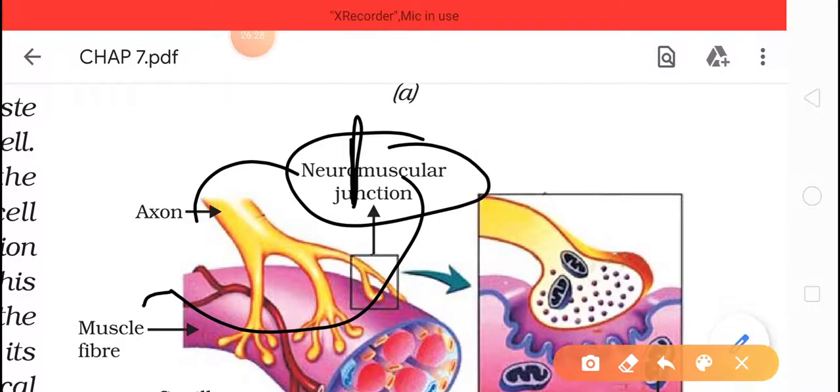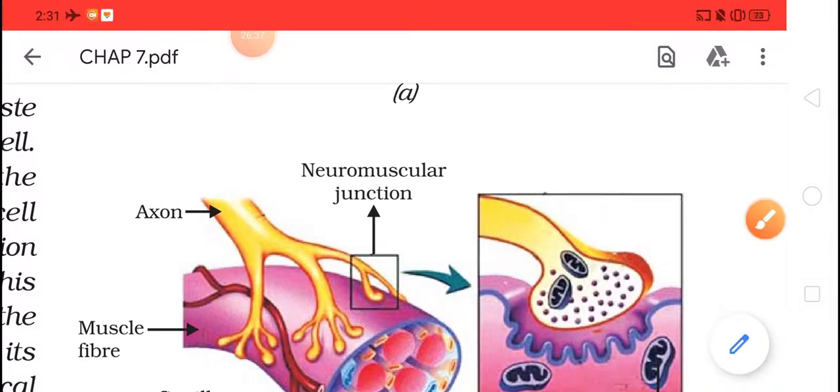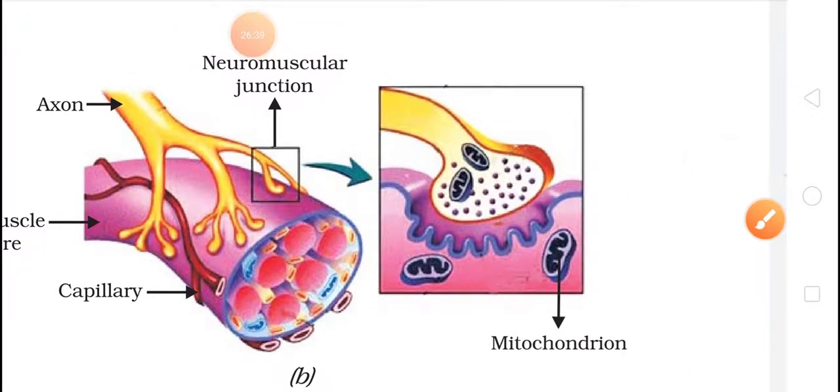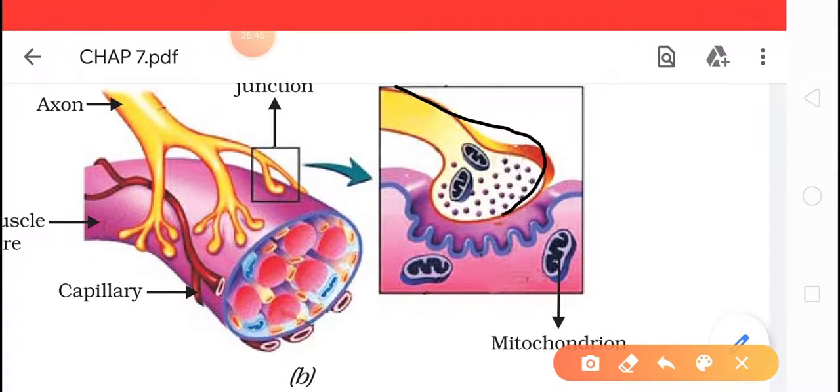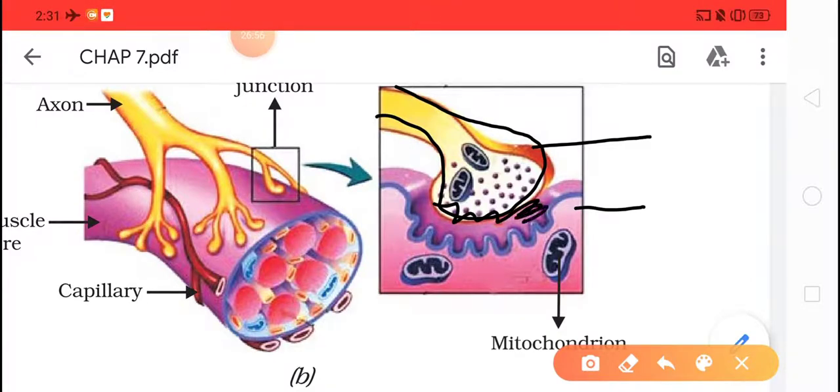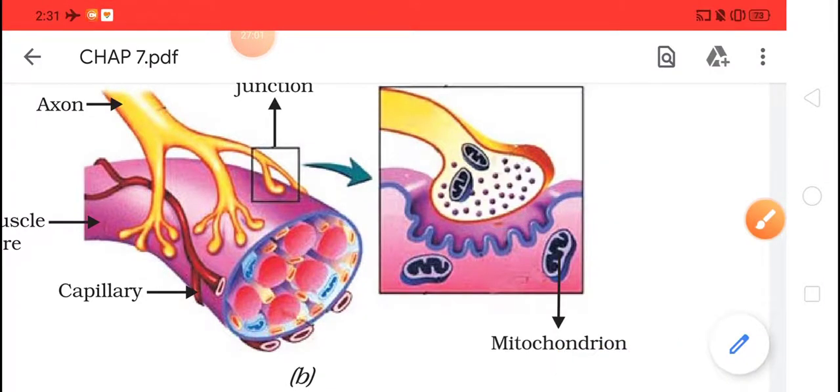So when we have this connection, there is again some reaction going on. Let's see this diagram. They are showing the structure again. This is your nerve ending and this is your muscle. You can see a gap is present between them. This gap is the synapse. The gap between nerve and muscle is called the synapse.